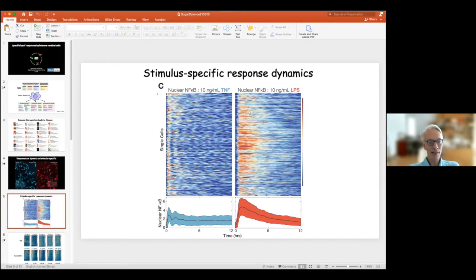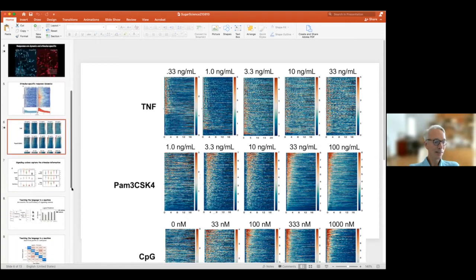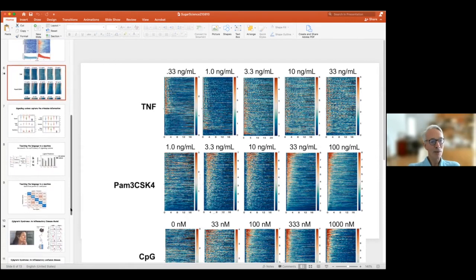And here on the right, most of them are non-oscillatory. And so we can make measurements of hundreds of cells in lots and lots of different conditions, which means that we can generate lots and lots of heat maps just like this. And then we can try to figure out, well, what do they have in common, and what's distinct?